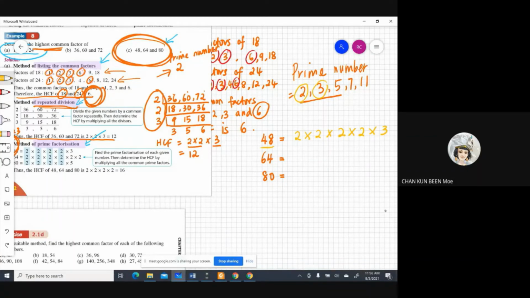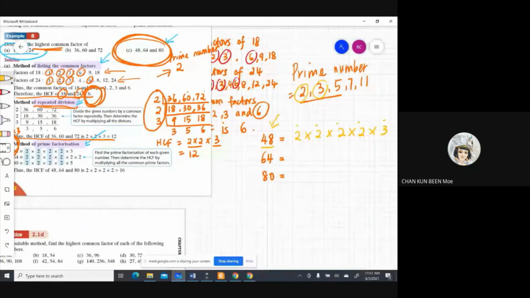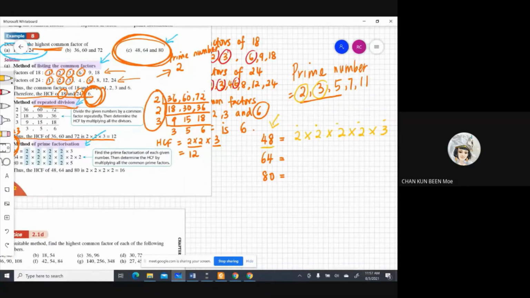You can check again. 2 times 2, 4. 4 times 2, 8. 8 times 2, 16. 16 times 3, 48. Okay, that is how you get the multiplication of the prime numbers. So now the next one is 64. You need to know how to get 64. So the bigger numbers to join to get the product of 64 are 8 times 8, right?